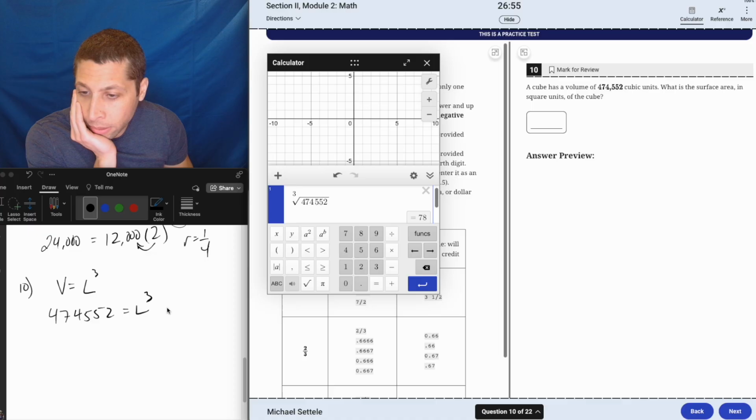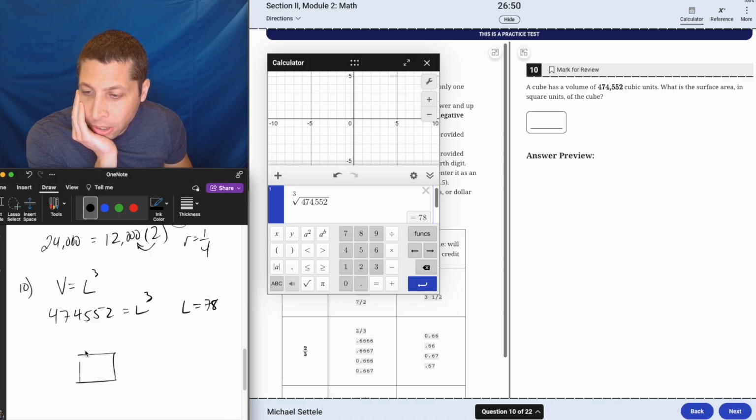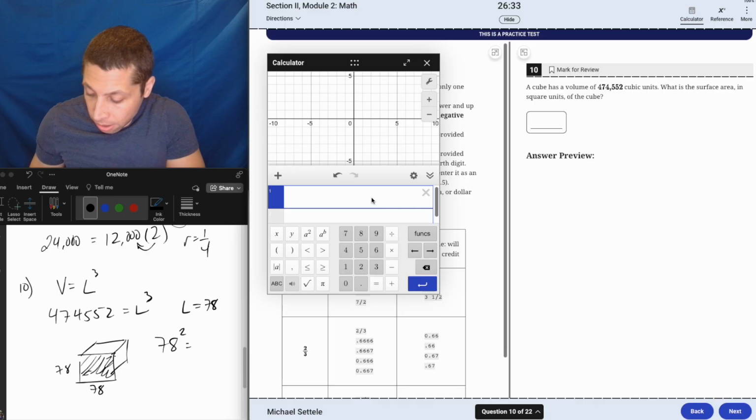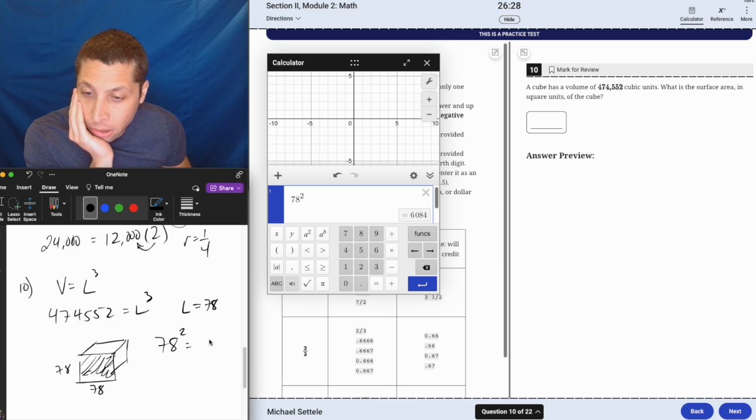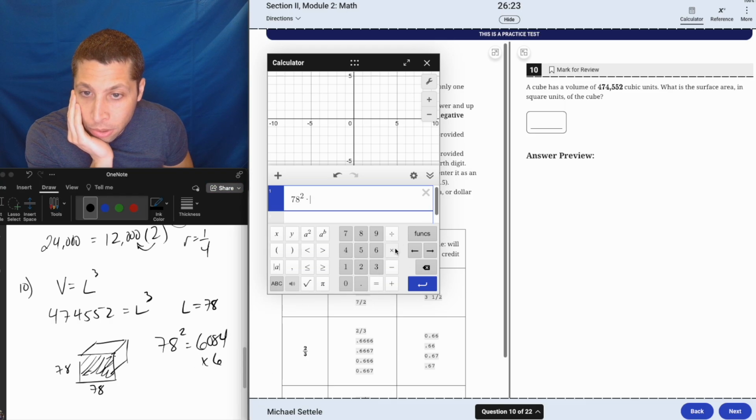So the length is 78. Some of you might know the formula for the surface area of a cube, because that's what they're looking for, but you can also just think about it. If this is 78, we want the area of a face, and then there's 6 of them: front, back, top, bottom, left, right. So 78 squared is 6084, and then times 6 is 36,504.